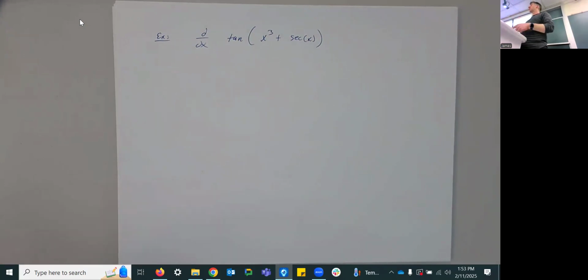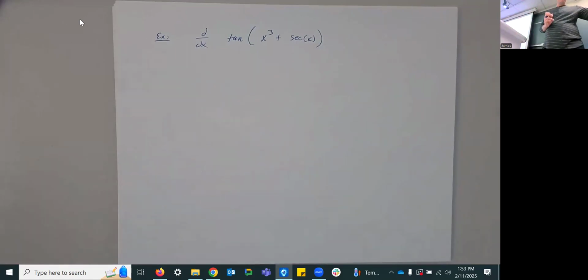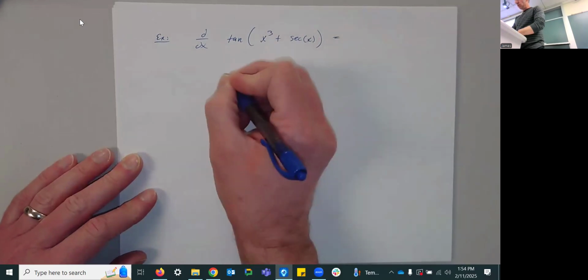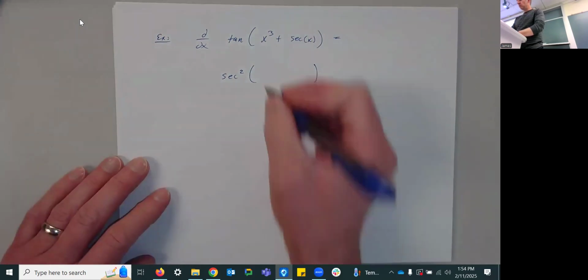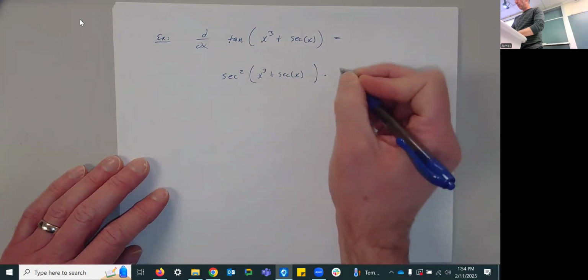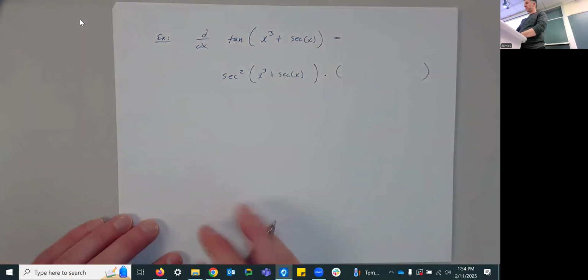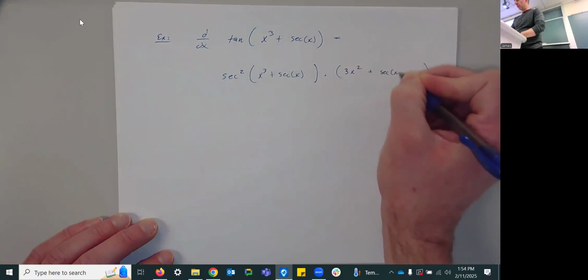So now our outermost function is tangent. Tangent of some stuff. The derivative of tangent of x is secant squared of x. The derivative of the tangent of some stuff is going to be secant squared of that stuff. And then we have to multiply by the derivative of all that stuff: 3x squared plus secant x tangent x.